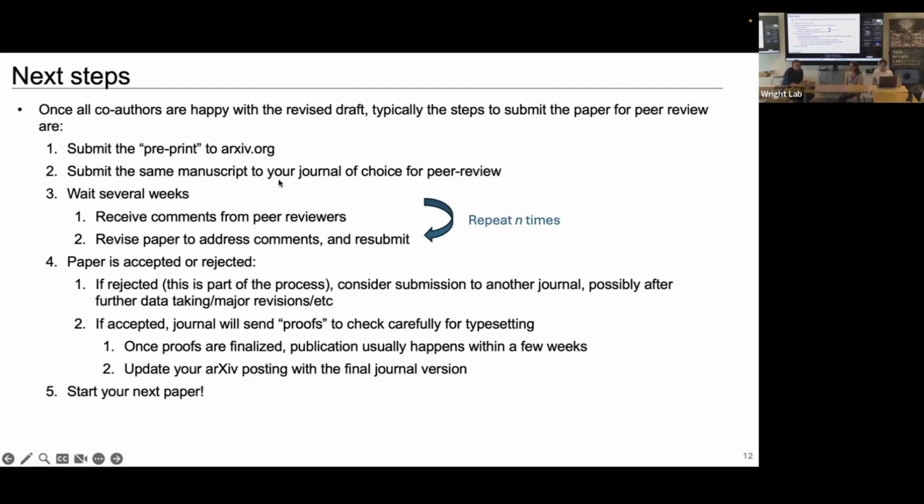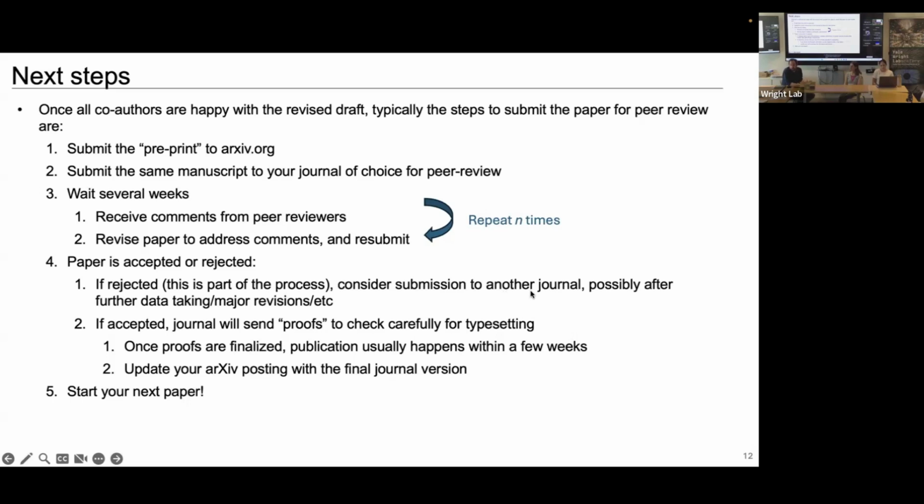And then at the same time, you submit it to the journal you chose. After several weeks, hopefully only weeks and not months, but it really depends on the journal, you get some comments back from anonymous peer reviewers, you revise, and address those comments. You typically have to address everything they said, repeat that n times until they're happy, and then the paper is either accepted or rejected by the editor, who reads and understands those reviewer reports and whether you appropriately responded to the reviewers. And if it's rejected, that happens.